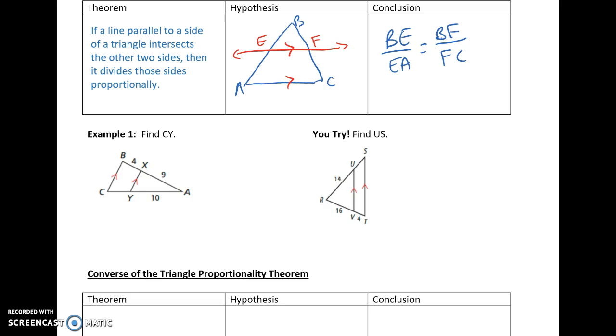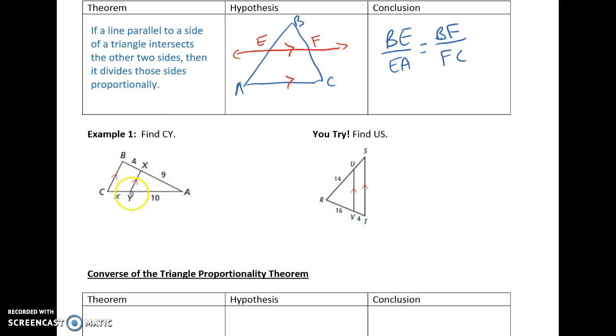So if I want to find CY, this is the value I'm looking for. Remember, you can put in variables if you want to tell you what you're looking for. I'm going to call this X, right? And then I want to set this up. Well, first, you want to see, are these triangles similar? They should be for me to use this theorem. And yes, they are, because we've got reflexive A, and I've got corresponding angles that are congruent. So that's awesome. So now how would I set up the proportion using my theorem?